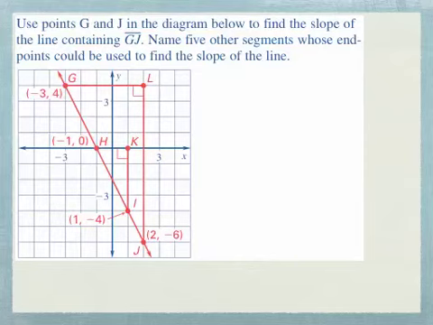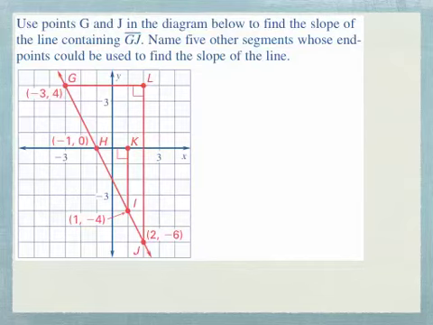This next example says use points G and J in the diagram below to find the slope of the line containing segment GJ. Name 5 other segments whose endpoints could be used to find the slope of the line. The first thing that they asked me to do is find the slope of GJ. To find the slope from G to J, I need to count my rise over run.